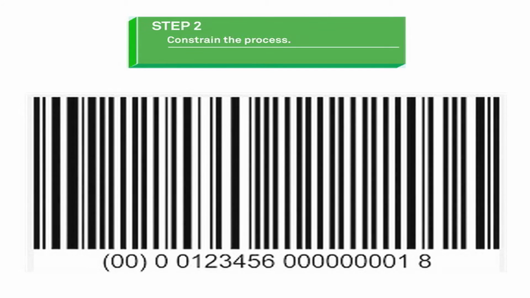Second, look for ways to constrain the process so it is impossible to make a mistake. For example, many laboratories use reagent barcode systems to make sure expired reagents cannot be used.